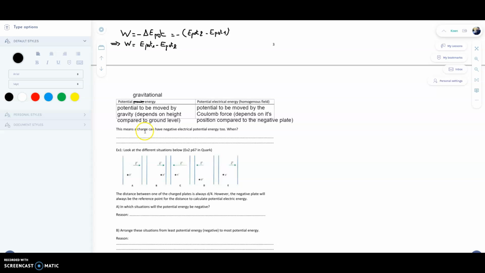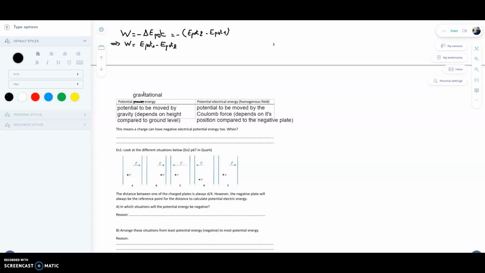Now, this means a charge can have negative electrical potential too. Just like an object could have negative potential gravitational energy in that case. Now, how on earth, when you think about it, could an object have negative potential gravitational energy? Imagine this. If I say that the amount of potential energy depends on its position compared to ground level, right? What if I take a shovel and I dig a very deep pit and I put a ball at the bottom of that pit?